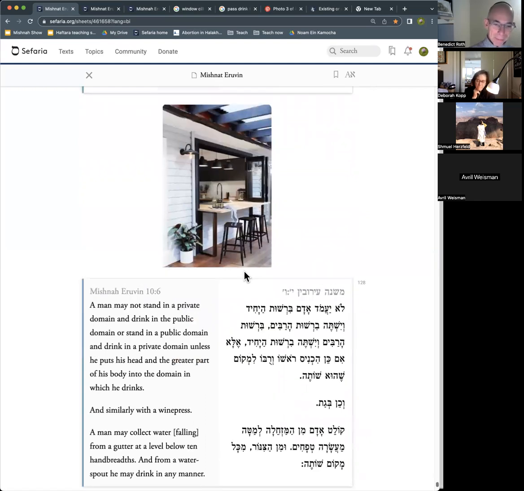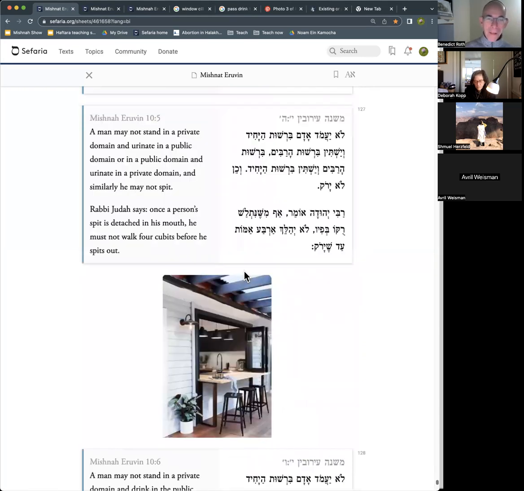Lo ya'amod adam b'reshut hayachid ve'yishteh b'reshut harabim. A person shouldn't stand in a private domain and drink in the public domain. And so you can see this is a mirror image of the previous Mishnah. Lo ya'amod adam b'reshut hayachid ve'yashtin b'reshut harabim. A person shouldn't stand in a private domain and urinate into a public domain.